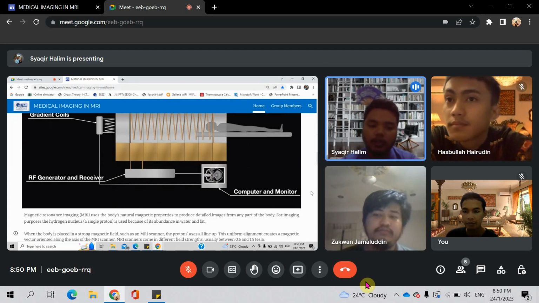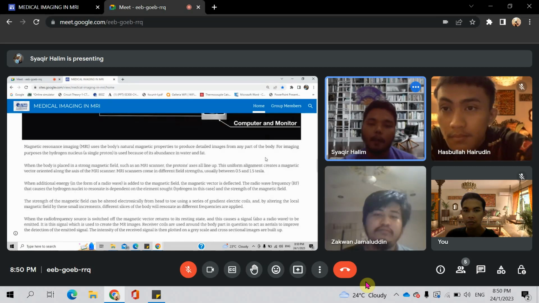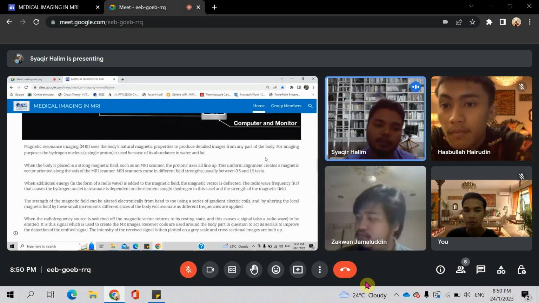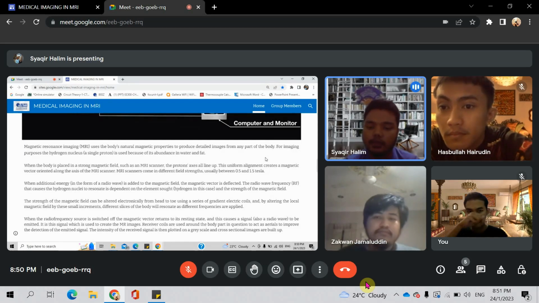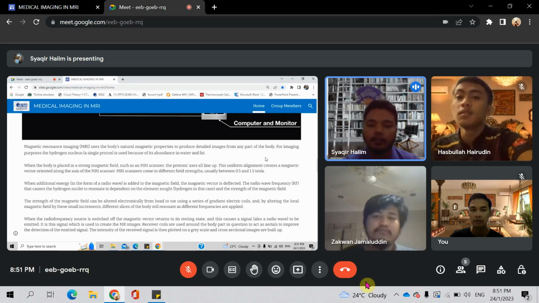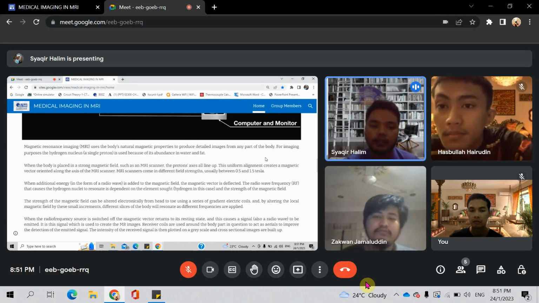The MRI uses the body's natural magnetic properties to produce detailed images from any part of the body. For imaging purposes, the hydrogen nucleus or a single proton is used because of its abundance in water and fat. When the body is placed in a strong magnetic field, such as an MRI scanner, the protons all line up. This uniform alignment creates a magnetic vector oriented along the axis of the MRI scanner. The MRI scanner comes in different field strengths, usually between 0.5 to 1.5 Tesla.